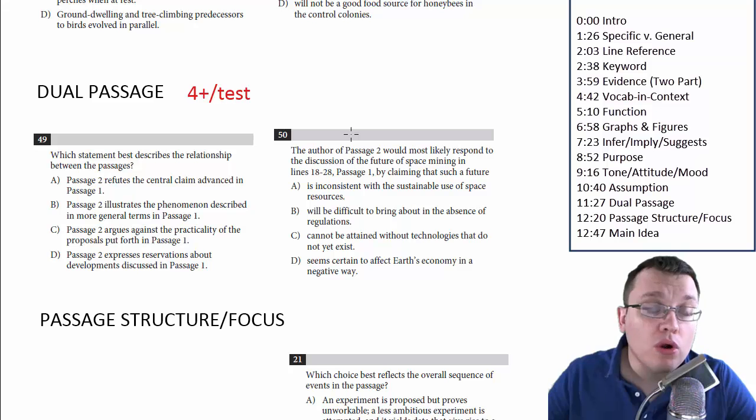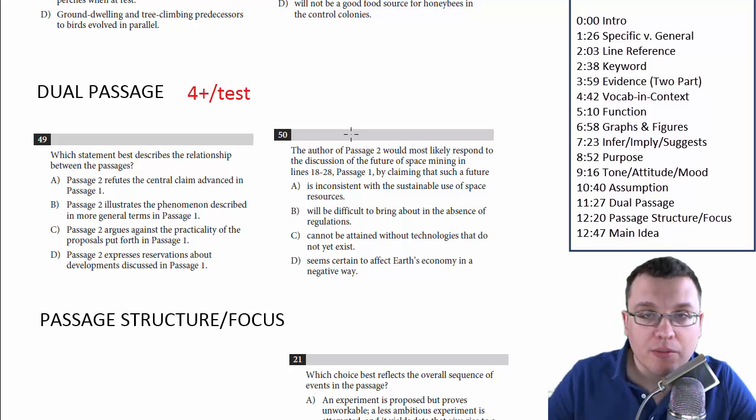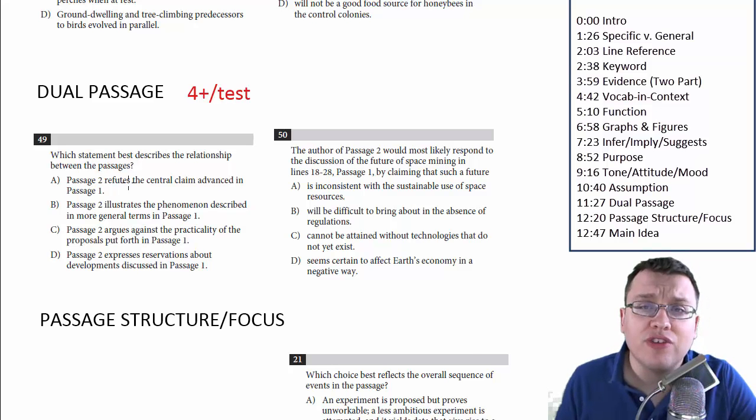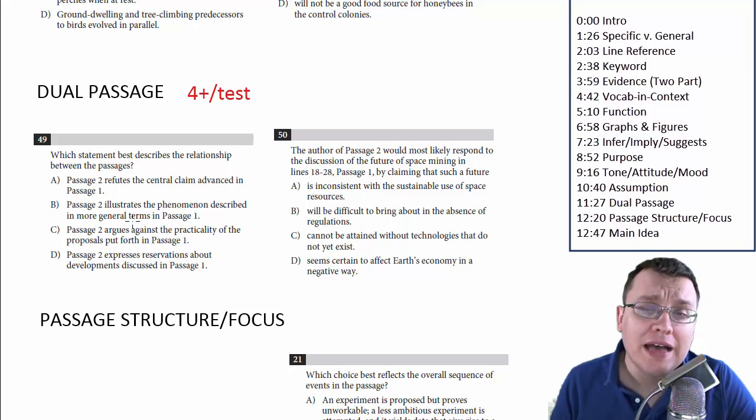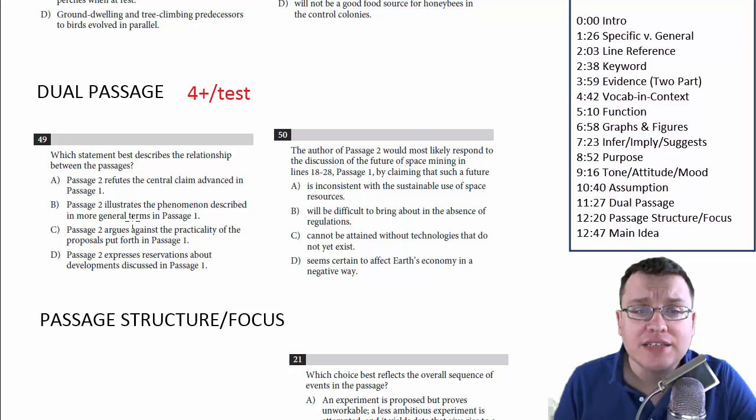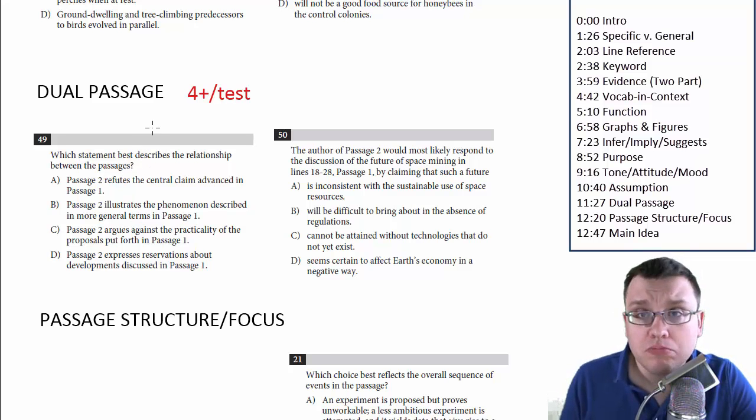Dual passage questions. You'll see a little bit more than 4 of these per test, depending on the breakdowns. So there's not too many of them, but these are, of course, the questions where you have to consider 2 passages. There's a dual passage section in the reading test. You'll have 2 passages to compare and contrast, and these questions will compare and contrast them.